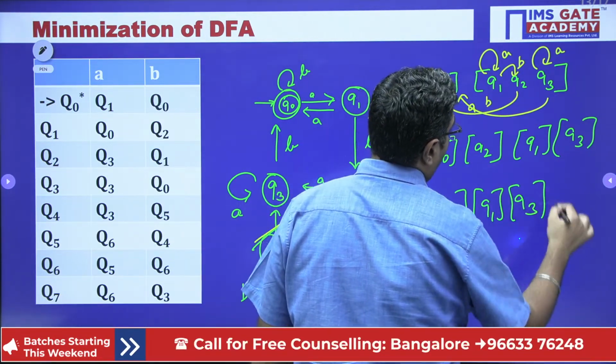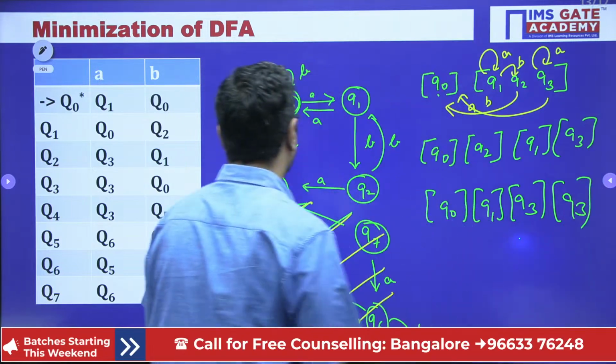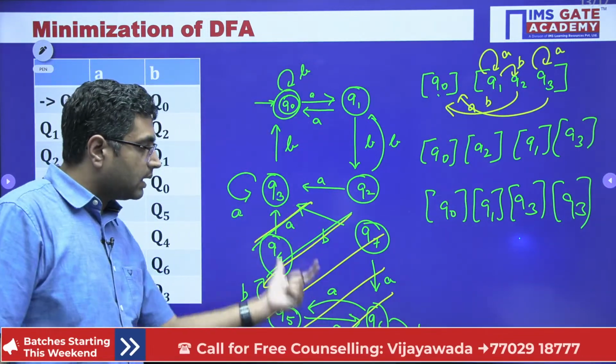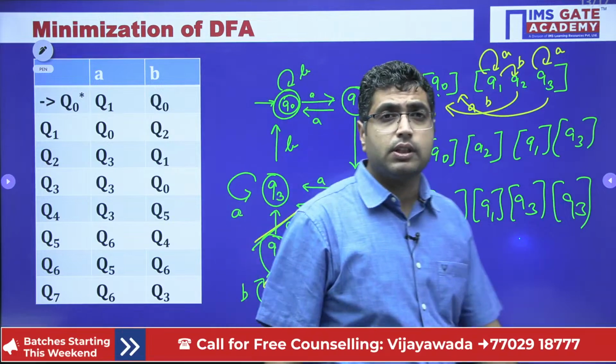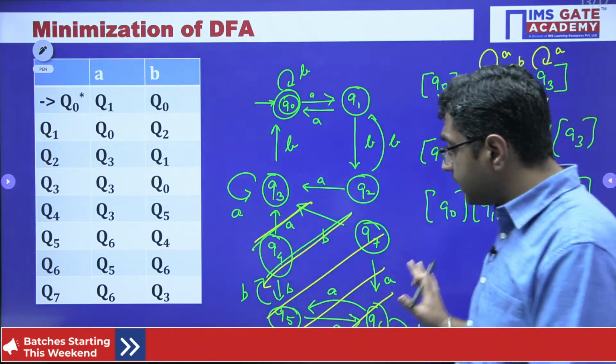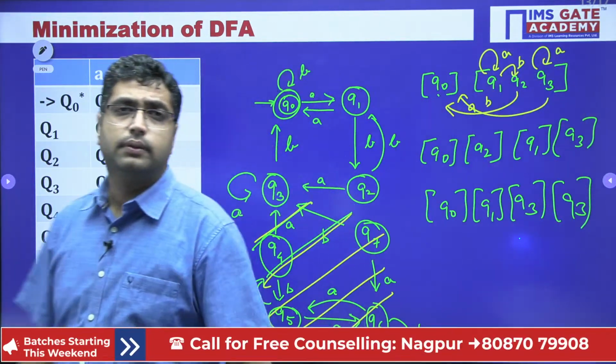So the transition diagram will also look like the one which you have drawn. Everything remains intact. This part is removed. There is nothing which can be done after minimization. Only the unreachable states have been removed.